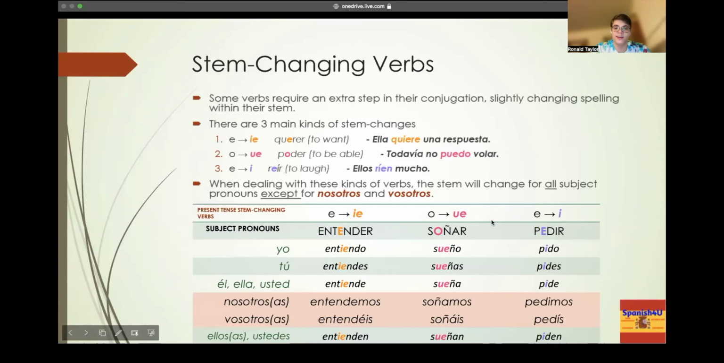Okay, so here's an example of that. We have E to IE, O to UE, E to I. Notice the endings are completely the same as the regular verbs for all of them, except notice how this spelling changes. So the O goes to a UE, the E to an IE, and the E to an I for this verb. For all of these forms except nosotros and vosotros, there's a couple of these kinds of verbs. You've got to memorize them, but they basically all have the same pattern for the present tense.